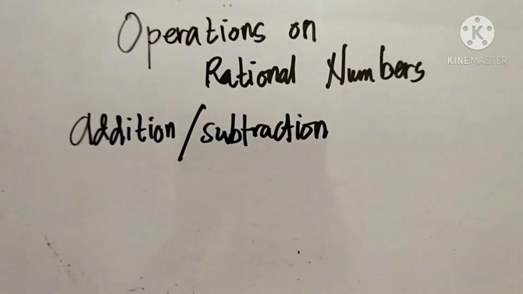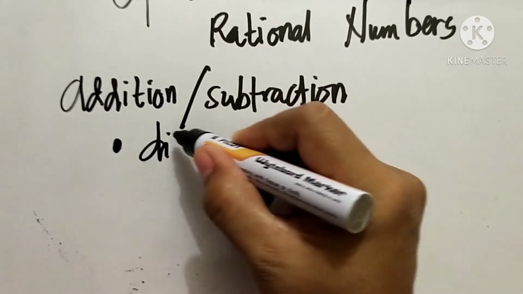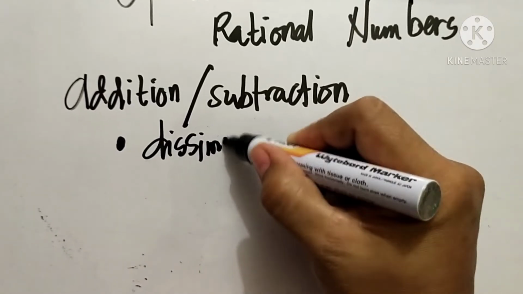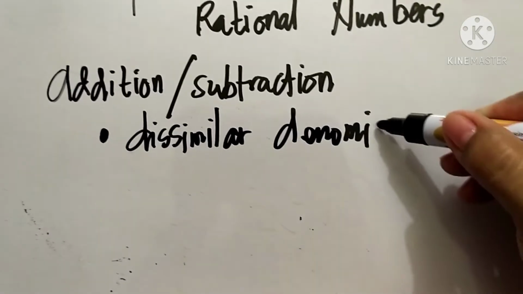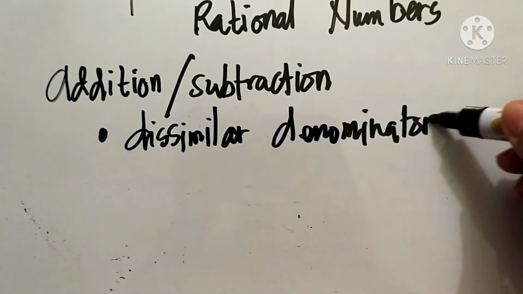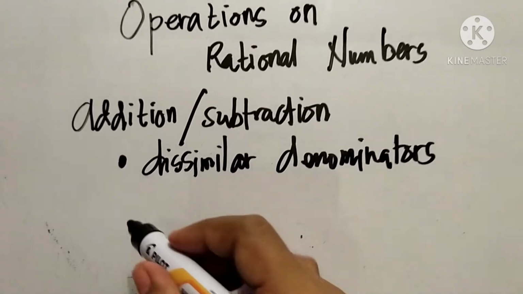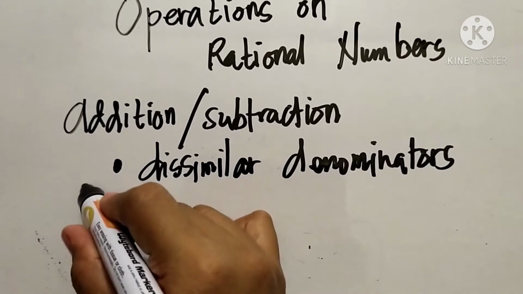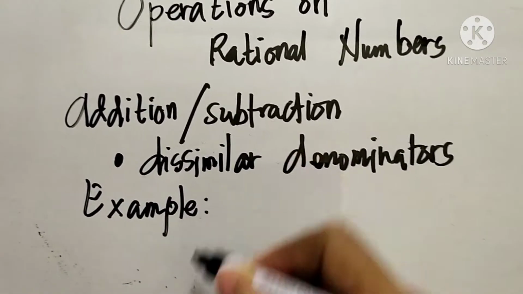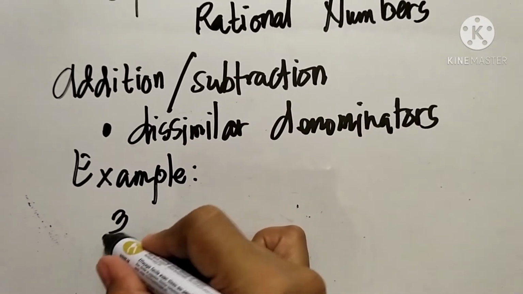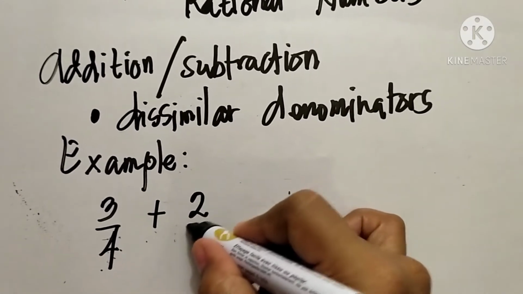Next one we have dissimilar denominators. Okay, dissimilar meaning the denominators are not equal. Like for example, we have 3/4 plus 2/3.